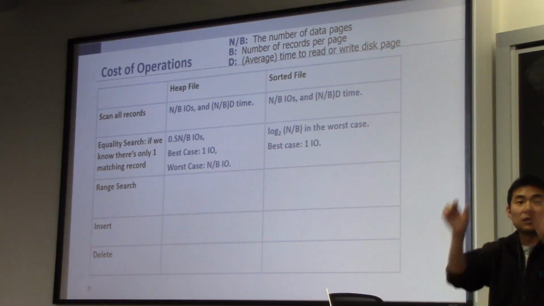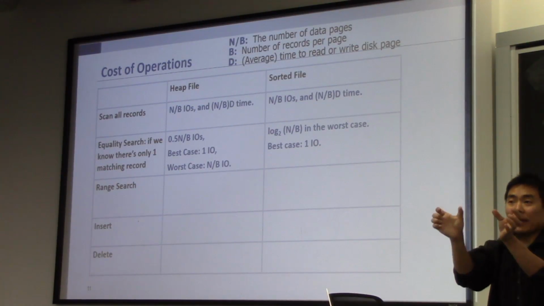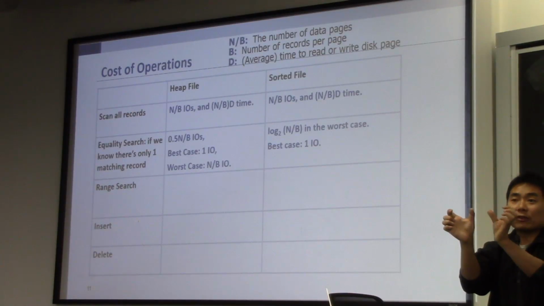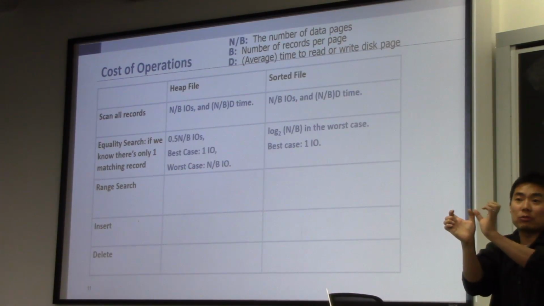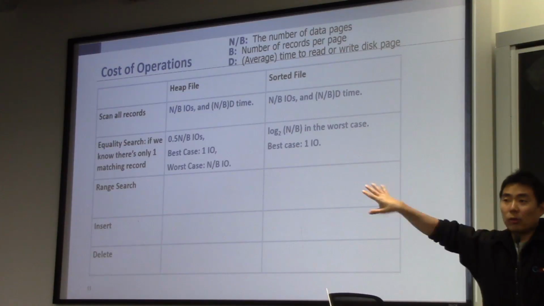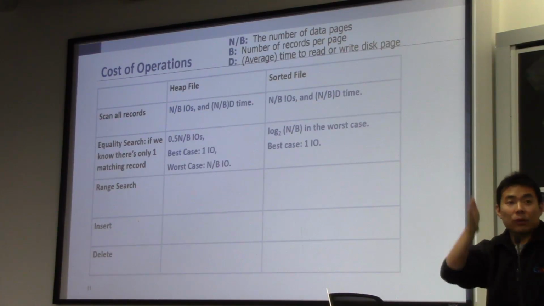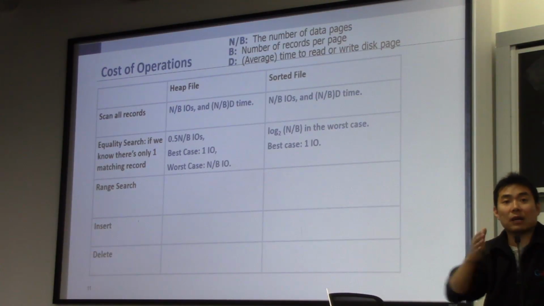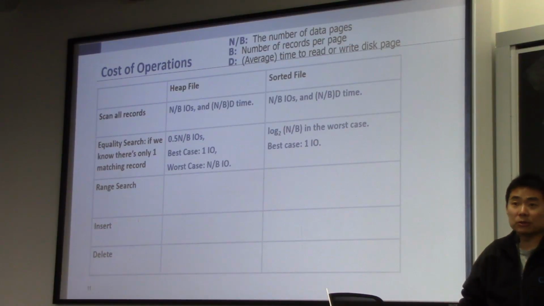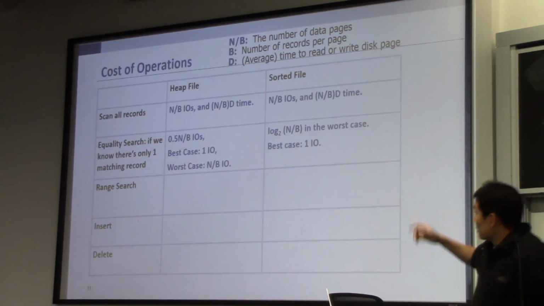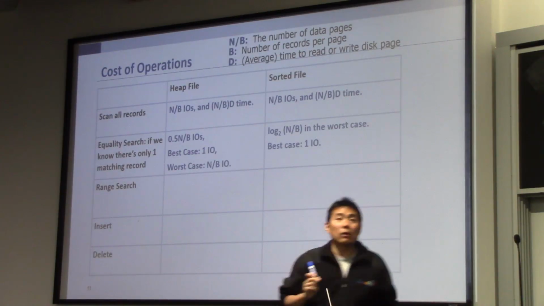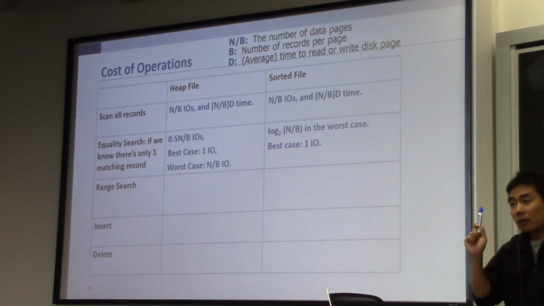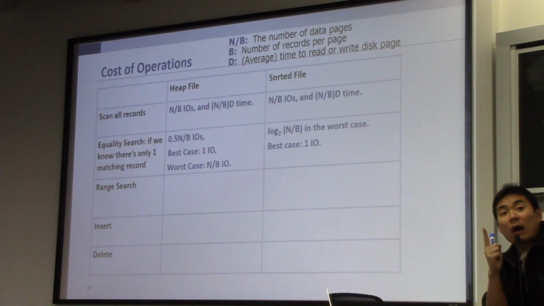Right? You select the middle page. If the value you are searching for is less than the smallest record on that page, you can throw away all the pages coming after it, and focus your search on the first half of your pages. Otherwise, you focus your search on the second half of the pages, and you recurse. However, this 0.5 N over B is when you assume you only have one matching record.